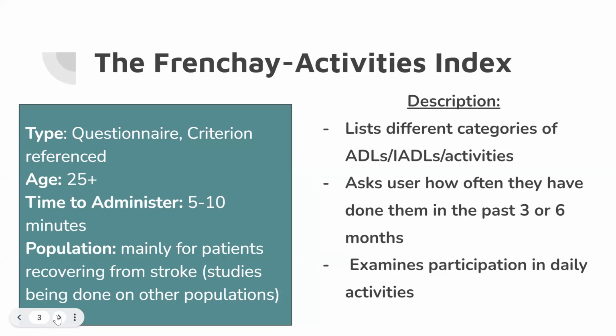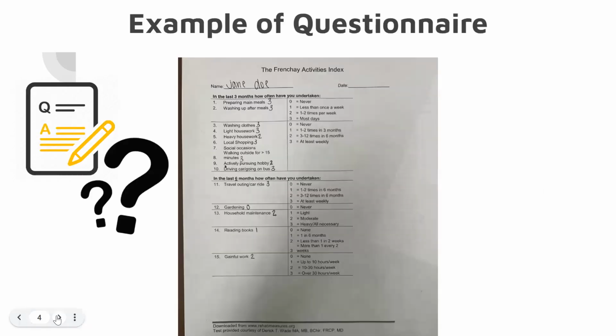This is a questionnaire filled out by the client and it is criterion referenced. The age is 25 and above, and the time to administer takes 5 to 10 minutes. It's mainly for populations with people recovering from stroke. However, studies are being done on other populations as well.